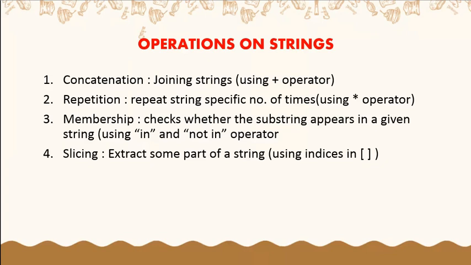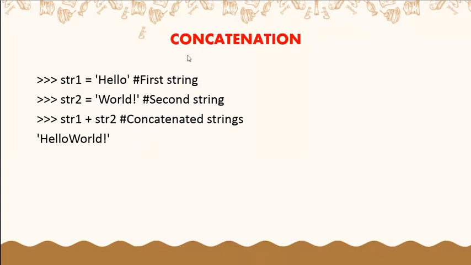Now let's see the examples and the operations one by one. First is concatenation. Now in str1 we have assigned hello, str2 world, first and second string. Now I want to join these two strings and use the plus operator here, str1 + str2. That means now it will show you the concatenated string as hello world. Now we can see the example here.